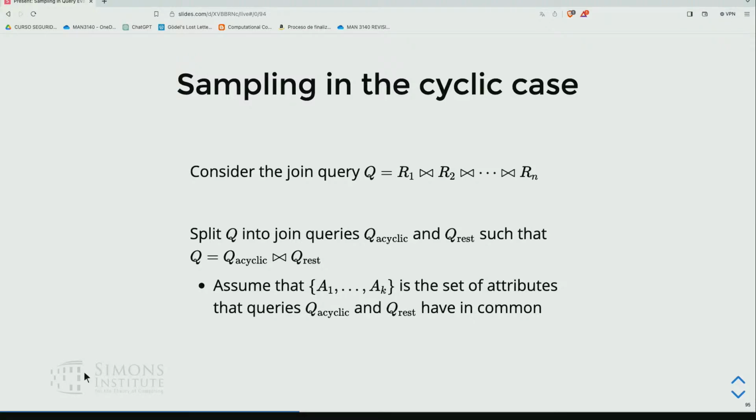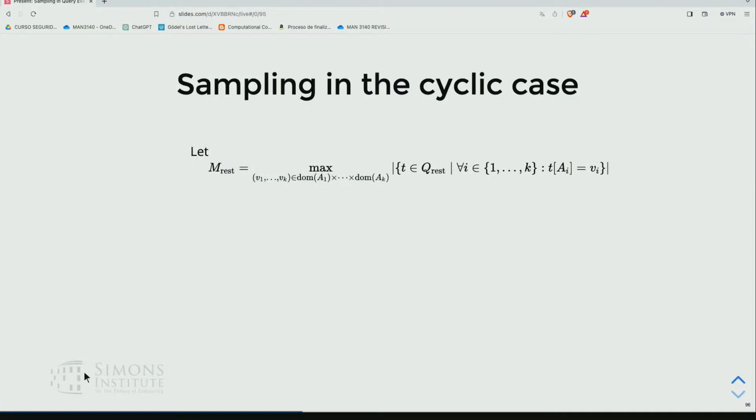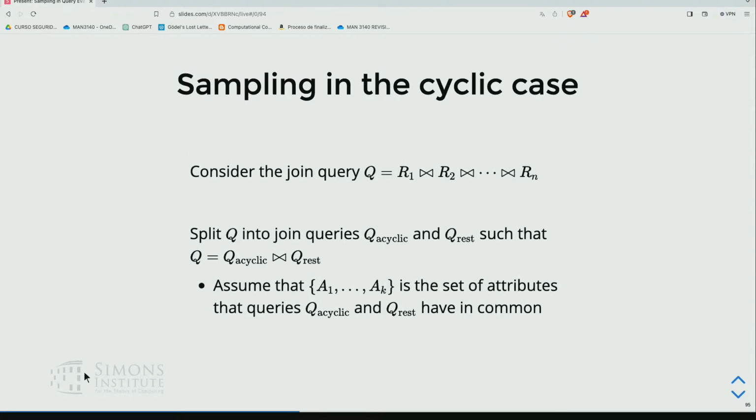So assume that A1, ..., AK are the common attributes between these two queries, right? Then you need an estimation as before. Let's call it M rest. The only thing that we are saying here is, okay, let's consider all the possibilities for these common attributes. And in this query Q rest, let's count the tuples. So for every combination, we count how many tuples have these values, right? And then we compute the maximum, right? So this is giving you a bound on the number of tuples that you can have in the join, right? Because here you are joining this Q acyclic with Q rest. So you are saying, if I have a tuple here, with how many tuples can I join it there, right? This is going to be a bound for that quantity, right?